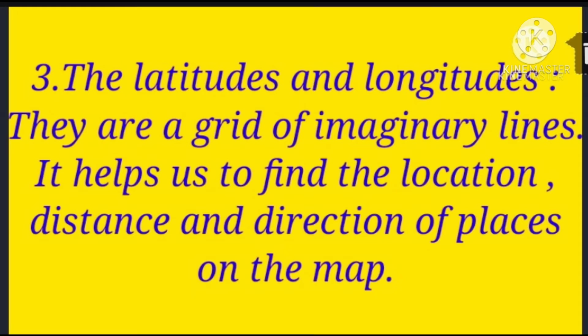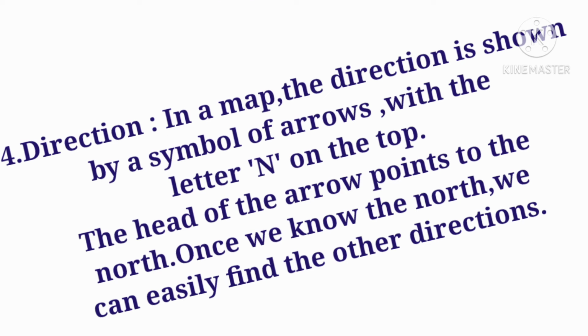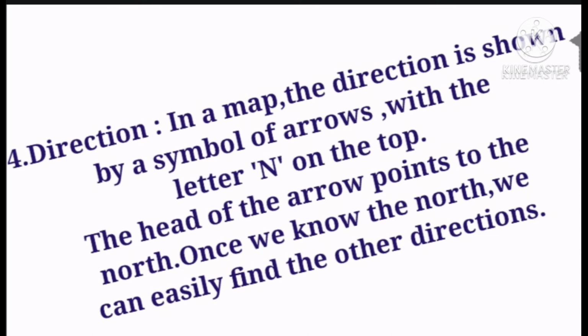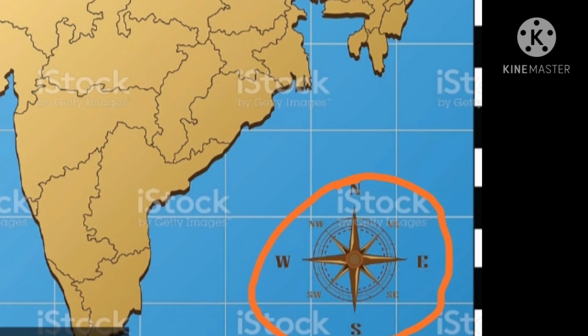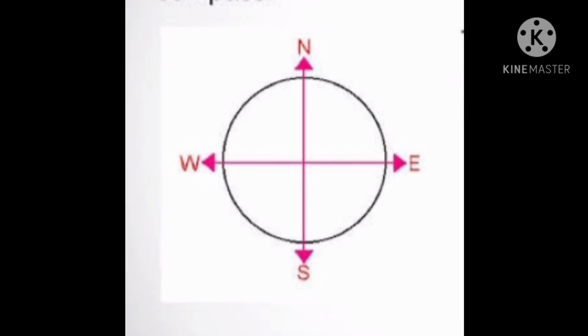Then another important component is direction. In a map, the direction is shown by a symbol of an arrow with the letter N on the top. The head of the arrow points to the north. Once you know the north, you can easily find out the other directions. You can see the orange color mark, children. That is the direction. It will be given in all the maps. So direction is also one of the components of a map.